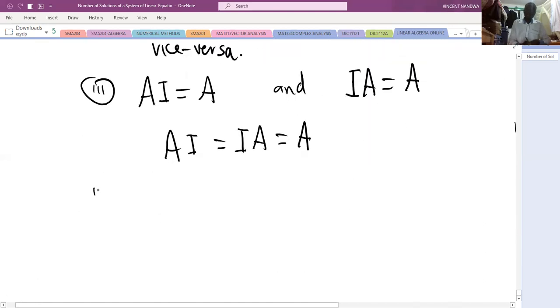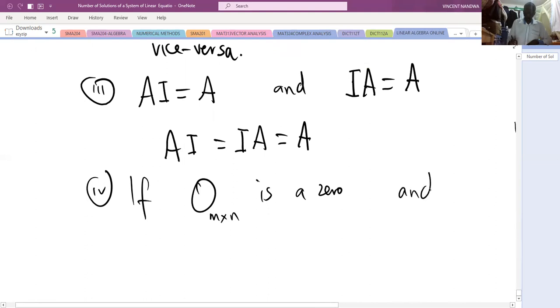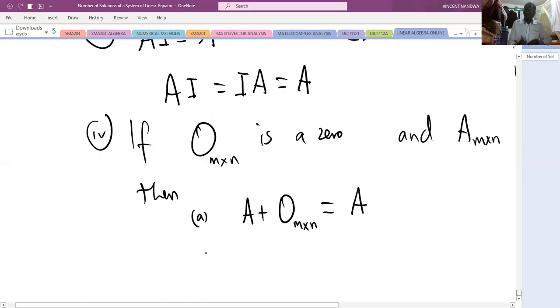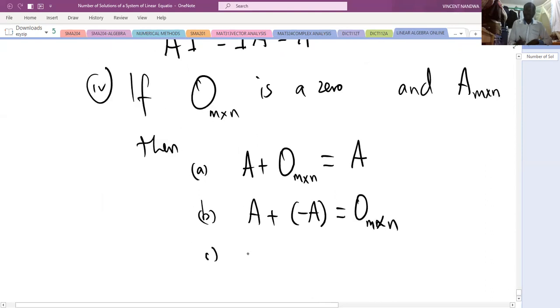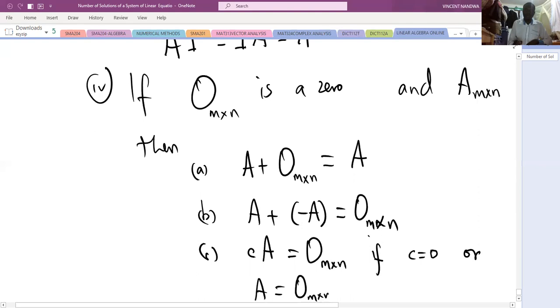And number 4, if O m by n is a zero matrix, so a zero matrix is a matrix which has all elements 0, and A is an M by N matrix, then A plus this matrix, we get A, and B, A plus minus A, we get this zero matrix, and C, CA equals O m by n if C equals 0 or A equals the zero matrix.